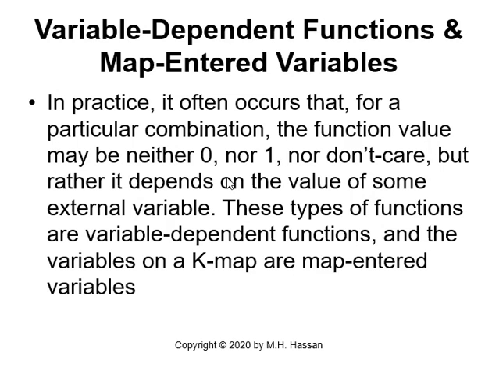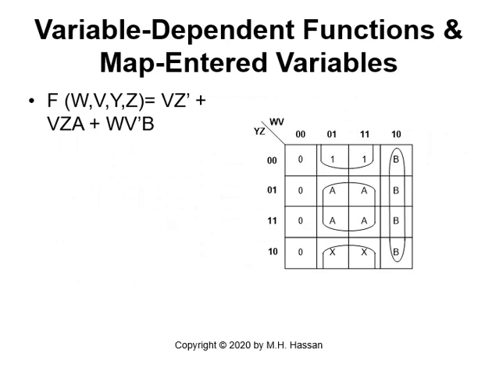Now the next slide talks about variable dependent function and map entered variables. In practice, it often occurs that for a particular combination, the function value may be neither 0, 1, nor don't care. You remember we talked about don't care in incompletely specified functions. So we have don't cares, we have zeros and ones, that's very clear. But sometimes it is variable dependent, so it depends on the value of some external variable. These types of functions are called variable dependent functions. Variables on the K-map are called map entered variables. Very simple. Here is an example.